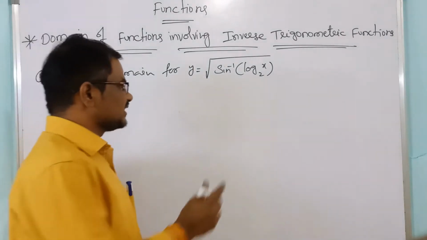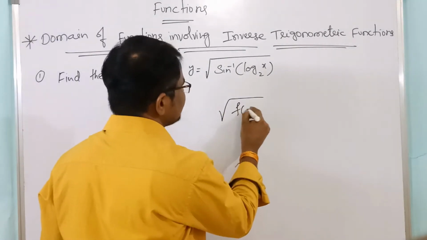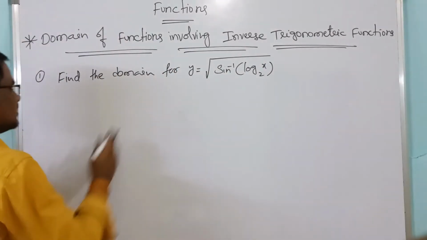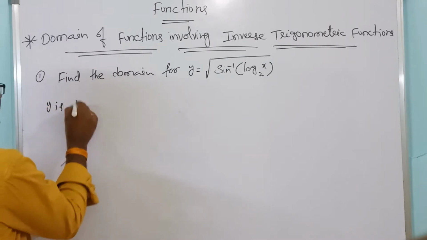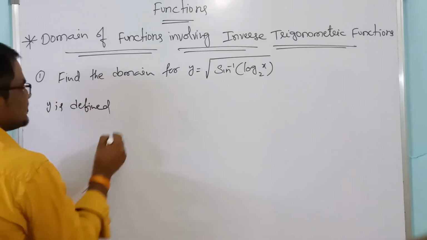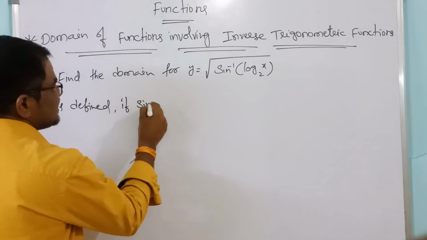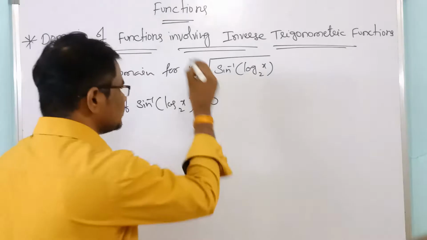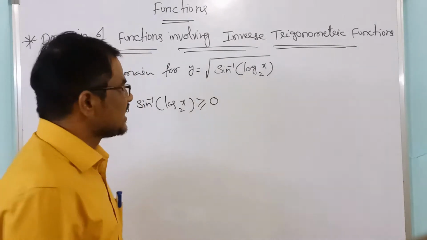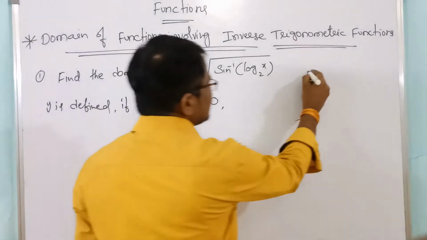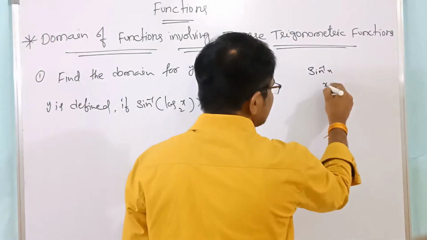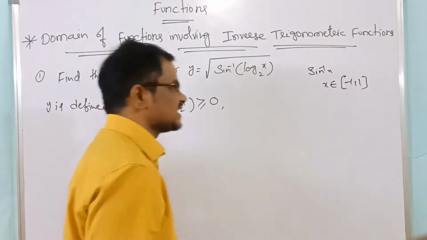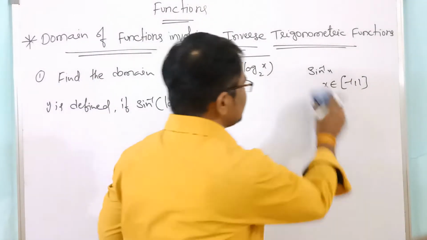First, since there is a root of f of x, the value under the root must be greater than or equal to 0. That is the first condition. So the function is defined if sine inverse of log x to the base 2 is greater than or equal to 0. The second condition: since sine inverse of x is there, x belongs to the closed interval -1 to 1. The domain of sine inverse is -1 to +1.